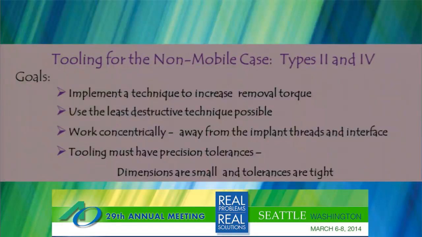Okay, just to summarize what you have to do: you have to be able to evaluate the tooling that's out there in the event of getting better tooling, but on the stuck cases, you have to apply more removal torque. So you definitely have to have the least destructive tooling possible. You also have to work concentrically away from the threads, so any tooling that allows you to do that is a winner. And you have to have precision tolerances, because dimensions are small and tolerances are tight.